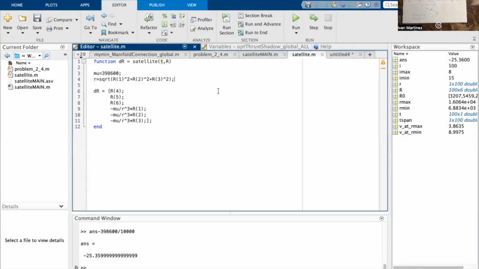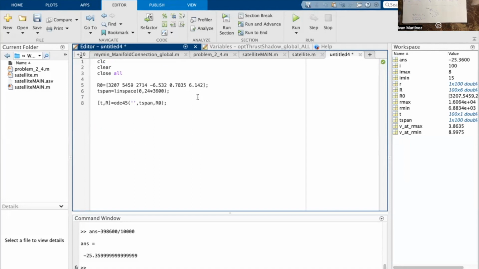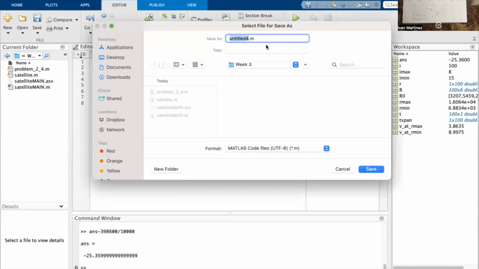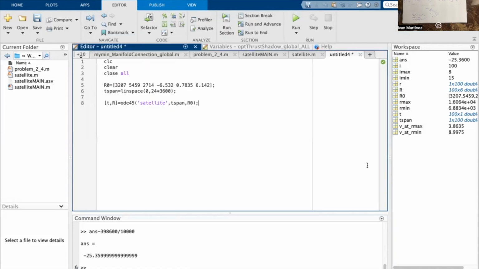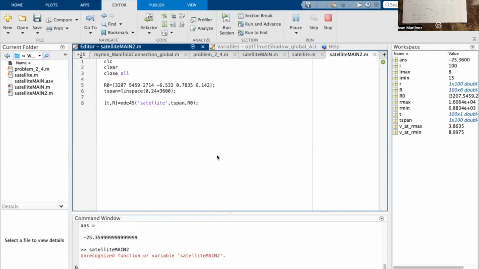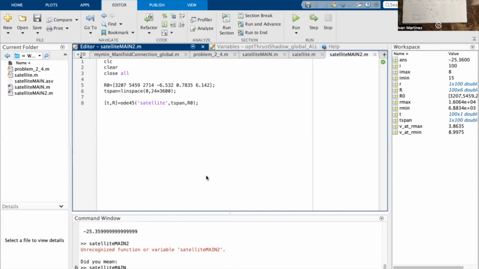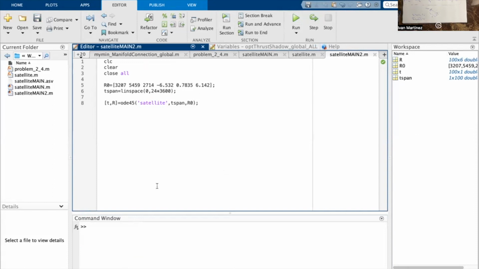So that's it, function. Then let's go back here. We're going to tell MATLAB to integrate function satellite. Let's run it and see what happens. Let me call it 2 because I already did it, just to have another one. What happened? There we go. Okay, looks like it worked.